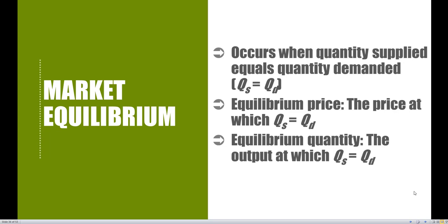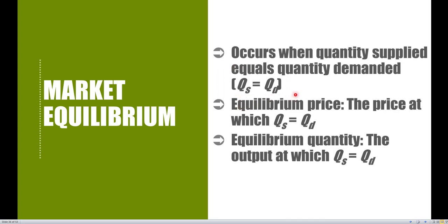When we combine the demand side of the market with the supply side of the market together, we can get our idea of what market equilibrium is going to be. So where does market equilibrium actually happen for us? Simply put, this is going to occur where quantity supplied is exactly equal to quantity demanded. So QS equals QD.